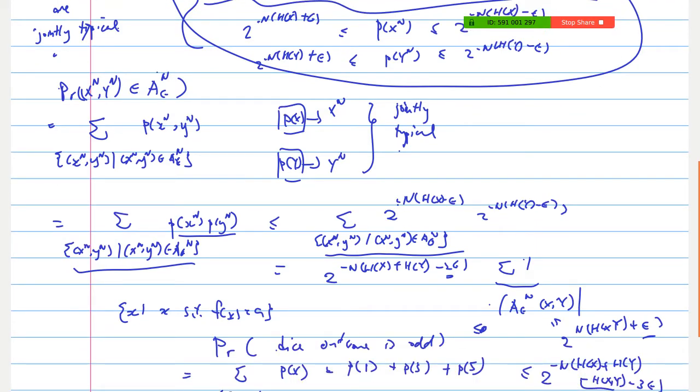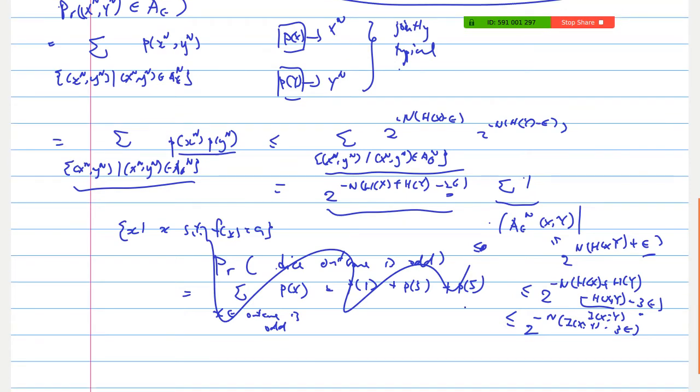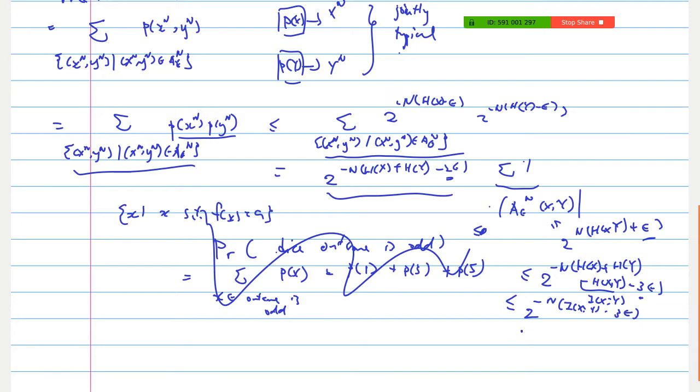Then we can pull this out, and we just have this multiplied by the summation over all the elements in the jointly typical set. And the size of the jointly typical set is bounded by 2^(n(H(XY)+epsilon)). So therefore we can claim that the probability that x^n and y^n are jointly typical will be bounded by 2^(-n(I(X;Y)-3 epsilon)), right?